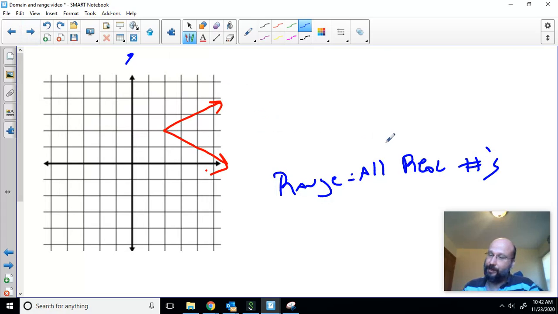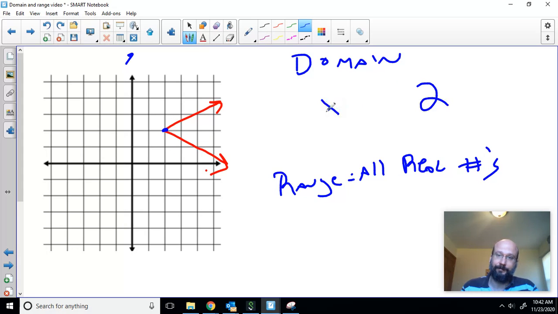This one, if the range is all real numbers, then I have to have a starting point for my domain. So if I'm looking at this point on the domain, on the X, that's at 2. And since my arrows are pointing right, I know that on a number line, right means greater than or equal to 2, right? Because it starts here and the arrows go to the right, which is greater than.